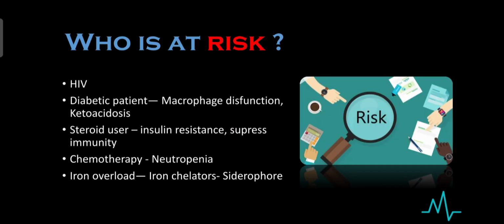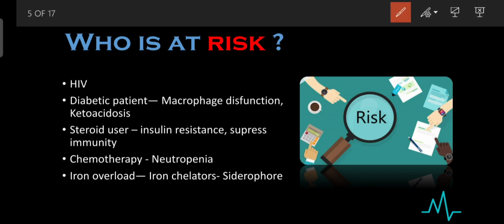So let's see who is at risk. The patients who are immunocompromised, as we can see the HIV patients. The HIV patients are immunocompromised, right? So not only are they susceptible to fungal disease, they are also susceptible to other infections like bacterial or viral infections as well, because we know that in HIV the patient becomes immunocompromised.